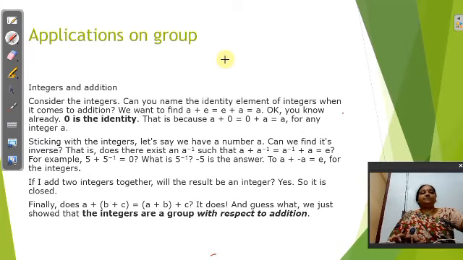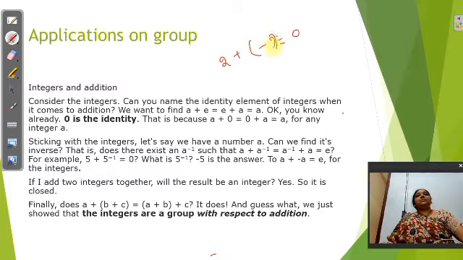Here I will show you. If I am taking any element 2 from the set of integers, and here we have the identity element 0, now what is the inverse element here? We have to take minus 2. 2 plus minus 2, that is nothing but 2 minus 2, which is equal to 0. So 2 is the inverse of minus 2 here, and minus 2 is the inverse of 2.